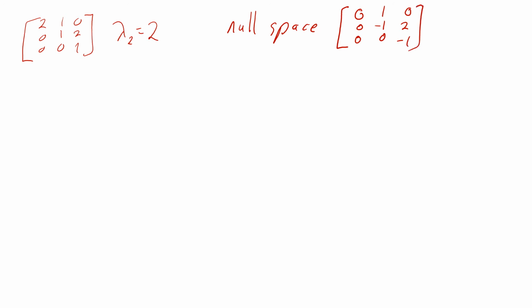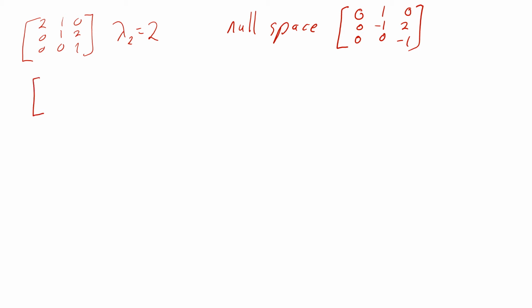So now we're going to look at the second eigenvalue, which is the eigenvalue of 2. So we look at our matrix minus 2 times the identity. We are going to have to find the null space of 0, 1, minus 1, 0, 2, minus 1 of that matrix, which is our original matrix minus 2 times the identity.